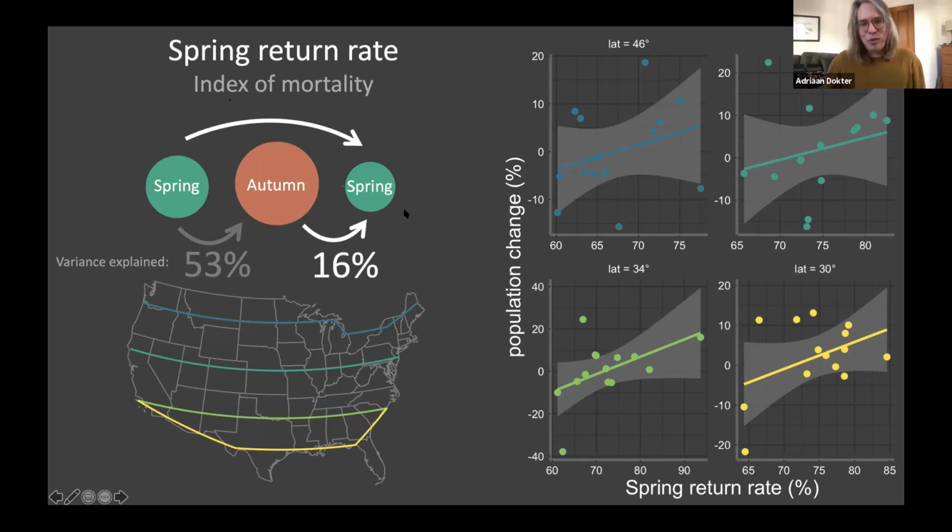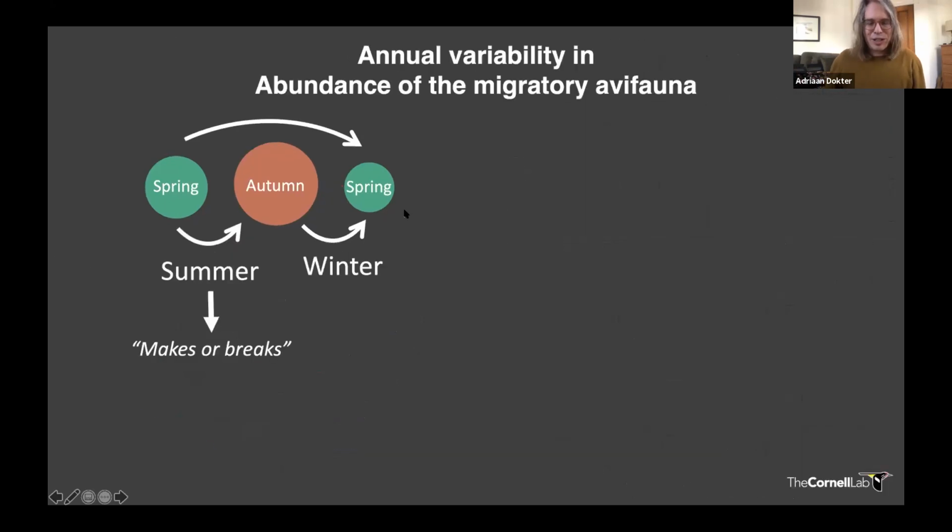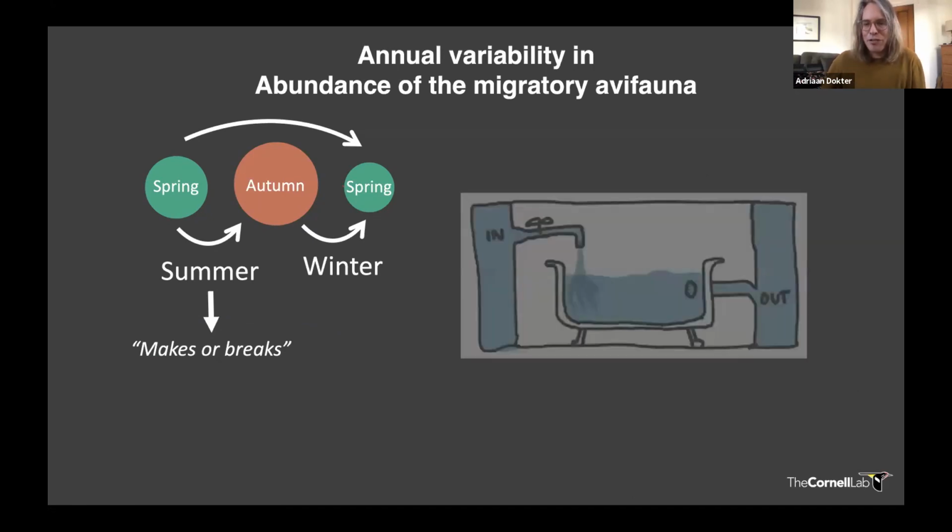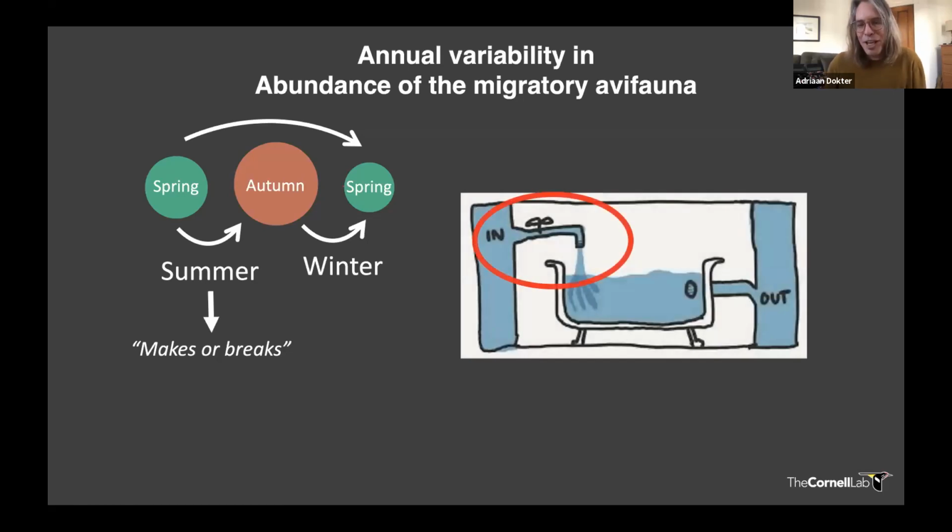So on a very high level, at an avifauna level of migratory birds, we can see that it's really the summer transition, or the summer half year, that makes or breaks population trends, or what can really cause a huge uptick or a huge downtick. And thinking back about our bathtub, it's really at the tap level where we start to see what causes these annual fluctuations.